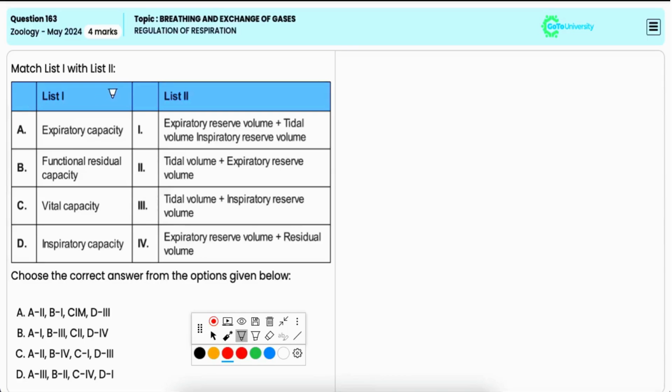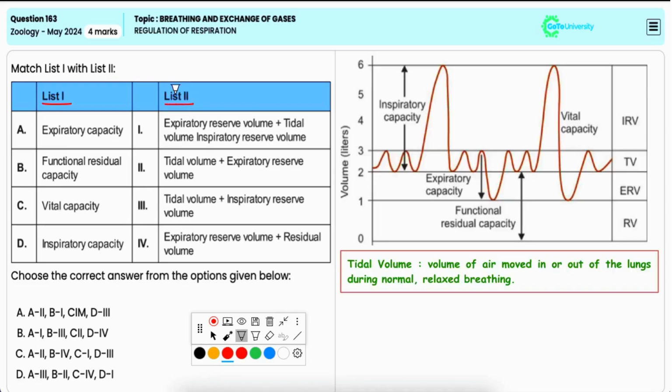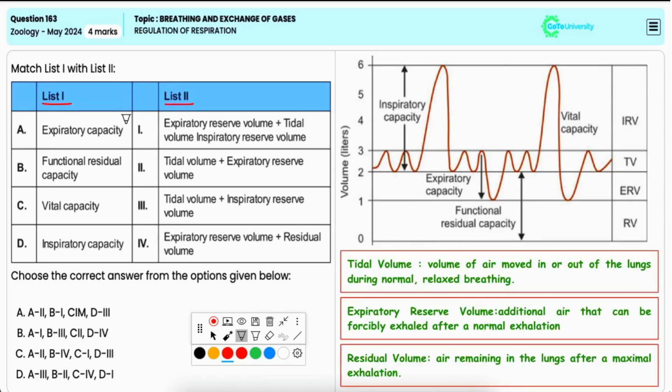In this question, you have to match the components given in list 1 with those in list 2. Now, expiratory capacity, that is EC, is equal to tidal volume, that is TV, plus expiratory reserve volume, that is ERV. Hence, A matches with 2.